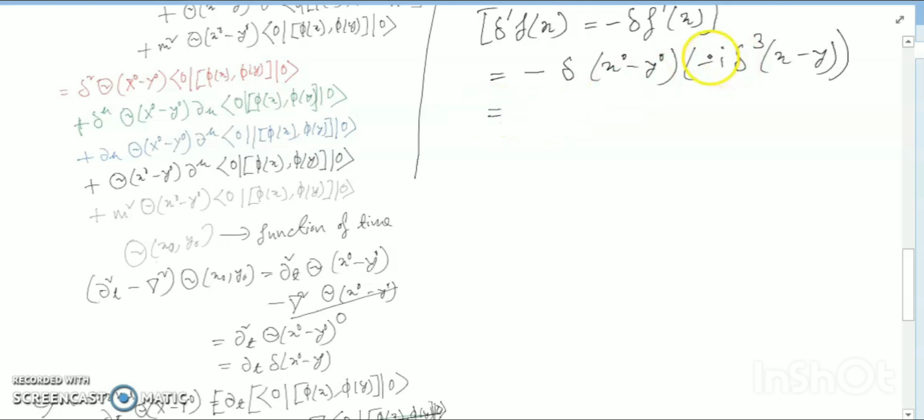So the Feynman propagator arises as a special contour, a half contour of what we have already done.